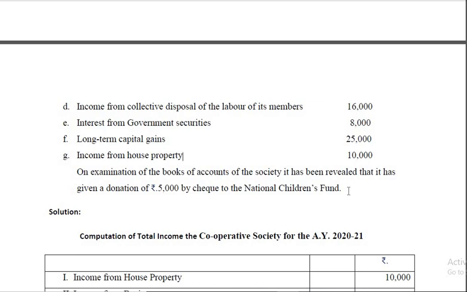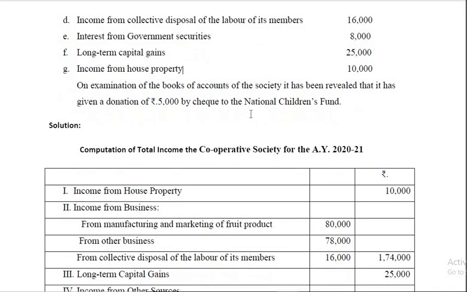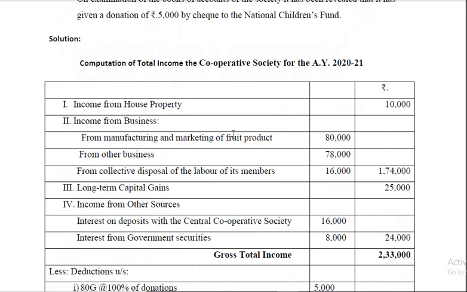Then, 100% qualified amount, but 50% deduction is available. Then with limit donations, but 100% deduction is available. And with limit donations, but 50% deduction is available. We'll see later on under what head this comes.